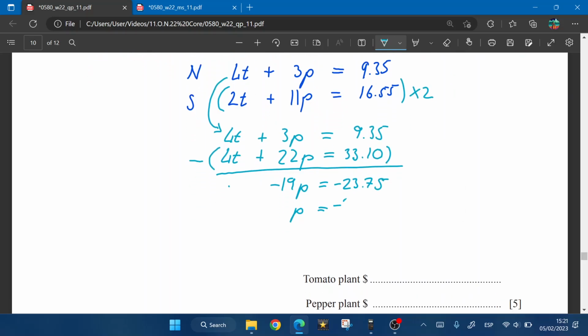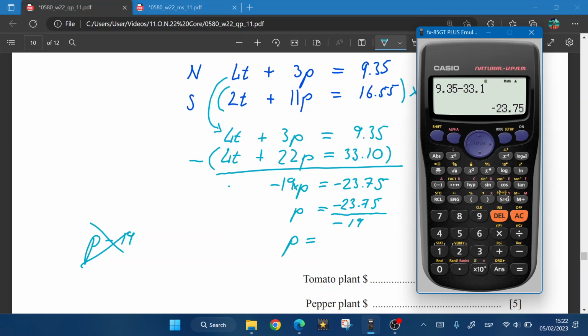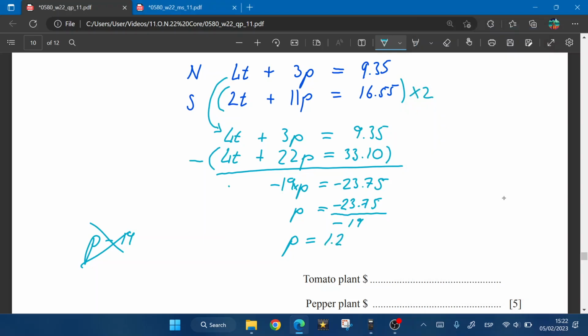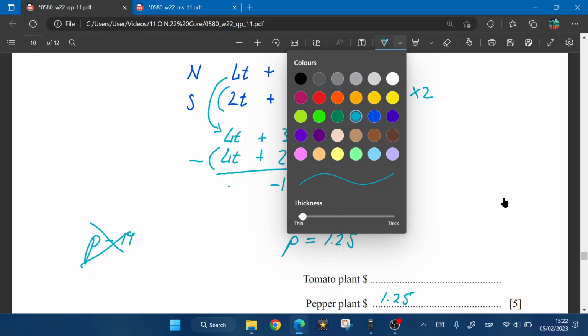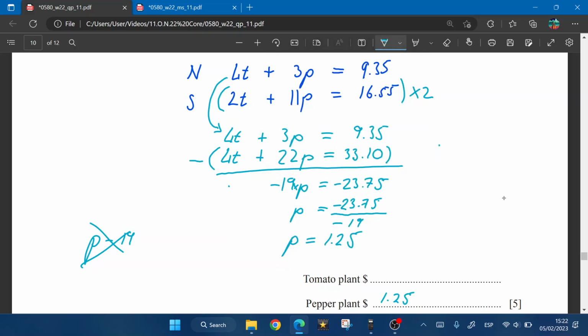So to find p now, we leave the negative 23.75 where it is, and then we're going to divide by negative 19. This is dividing because over here we've got negative 19 times p, and what we need to do is divide both sides by negative 19. It's not p minus 19. If it was that, we would have added the 19 on the other side, but it's not. Now remember, two negatives make a positive, but we can put it in our calculator. Negative 23.75 divided by negative 19, and there we go. p is 1.25, meaning a pepper plant costs $1.25.